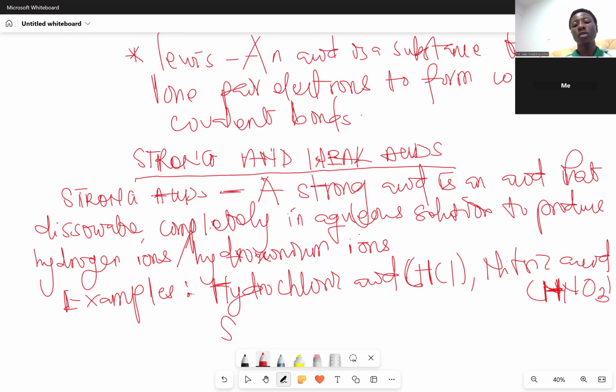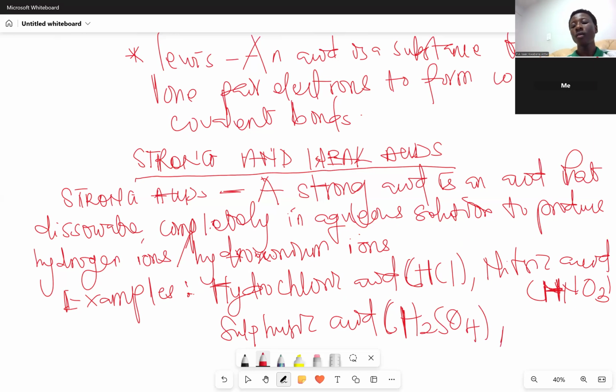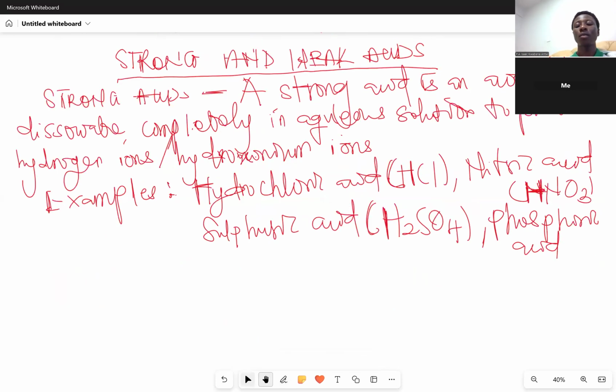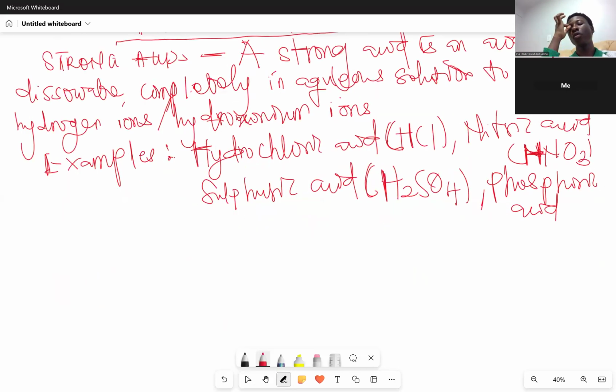Another strong acid is sulfuric acid. What's the chemical symbol? H2SO4. What other strong acid do you know? Phosphoric acid. Yeah, strong acid. So this one is also one. Phosphoric acid. I don't have space, but the chemical formula I told you, I think it's H2PO4.